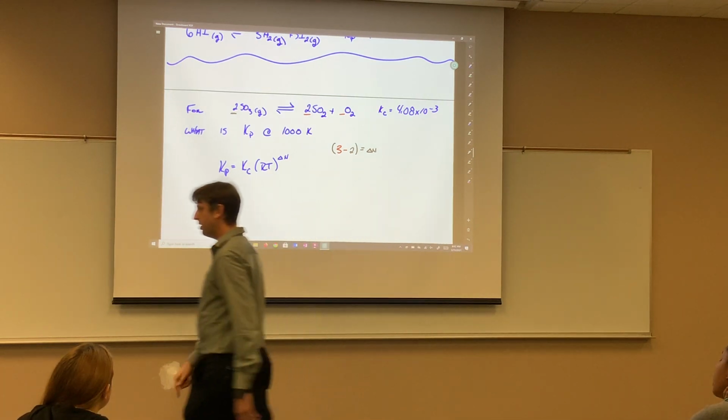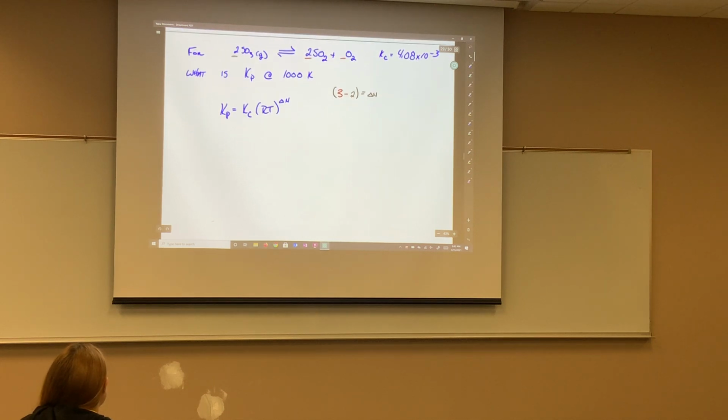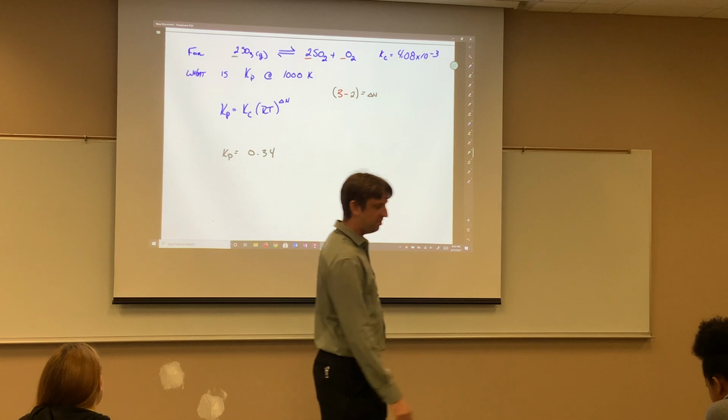So then we can just plug everything in. We have our value for KC, our value for R, T, and delta N, and I got KP is equal to about 0.335, or 0.348, is that what you guys got? Which would be about 0.34. Sorry, I can't read my handwriting for some reason, but that seems about right.